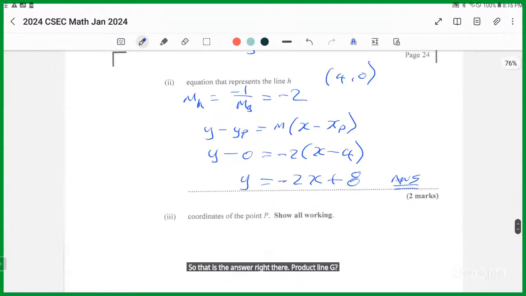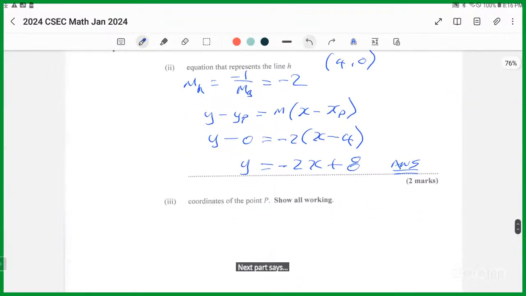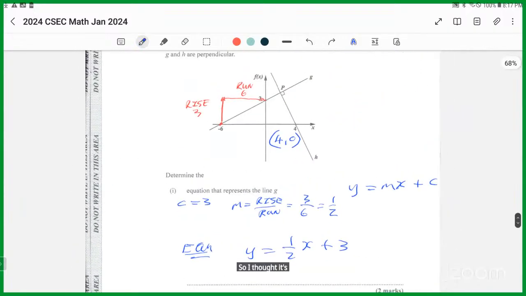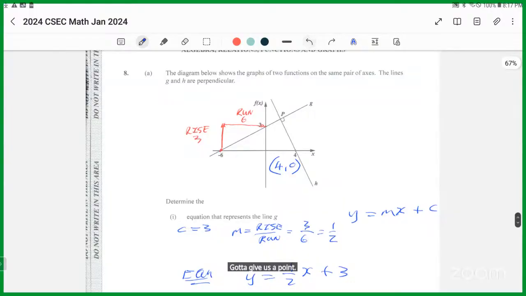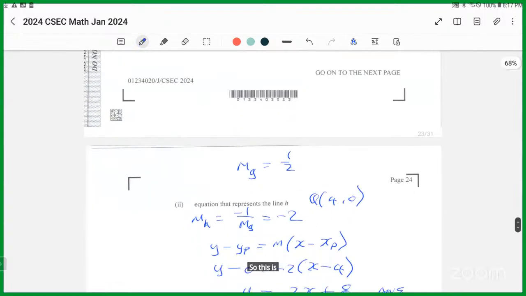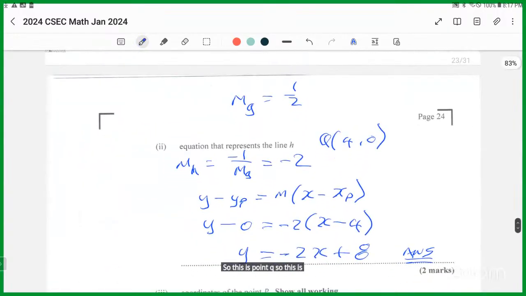Next part says, point P. So we shouldn't call this point P. So I call this point something else because they give us a point P up here. So I'm going to call this point Q down here. Call it something different. So this is point Q. So this is Q instead right here.